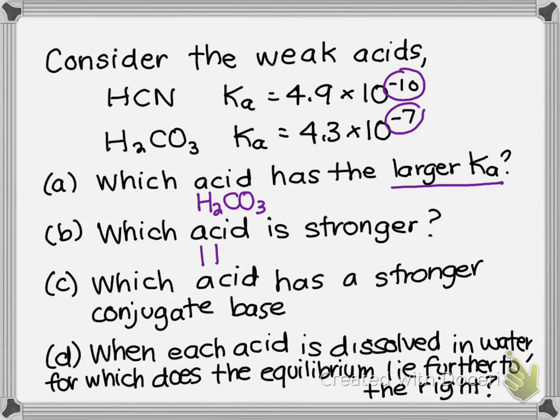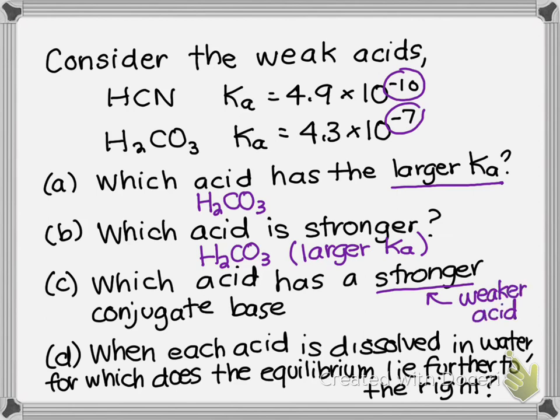So which acid is stronger? I know that H2CO3 will be the stronger acid because the larger Ka is associated with a stronger acid. Let me mention here that Ka values are not something we memorize. They'll either be given as in these problems, or you'll be given a table that contains these values. Letter C says, which acid has the stronger conjugate base? I know it's an inverse relationship, so the weaker acid would have the stronger conjugate base. So the weaker acid has the smaller Ka, so HCN, which is the weaker acid, would have the stronger conjugate base. Likewise, I would predict that H2CO3, or carbonic acid, would have the weaker conjugate base. It's the opposite.